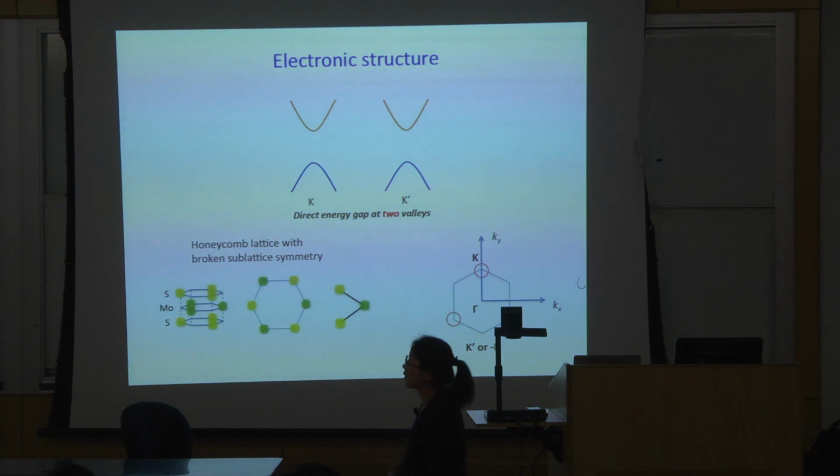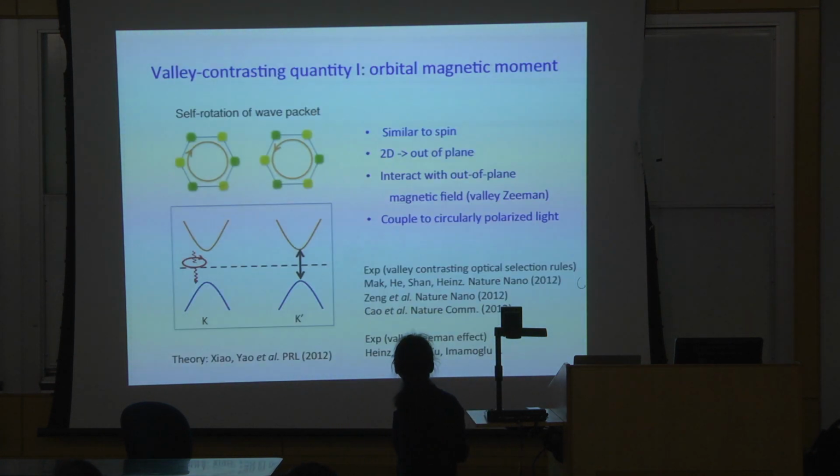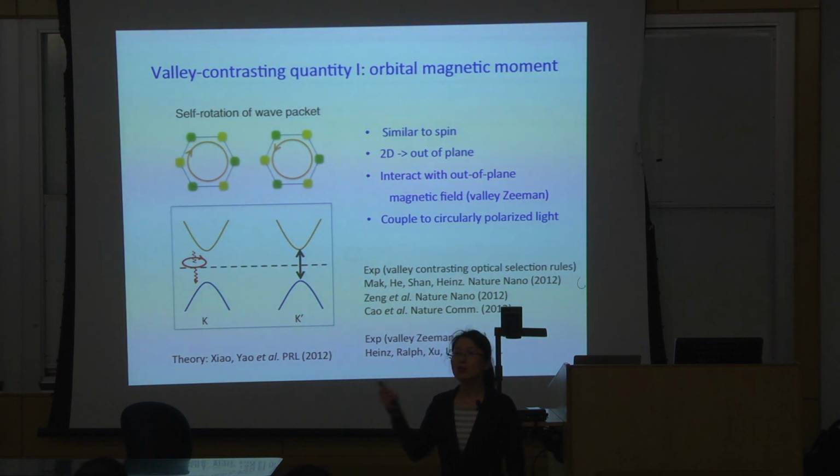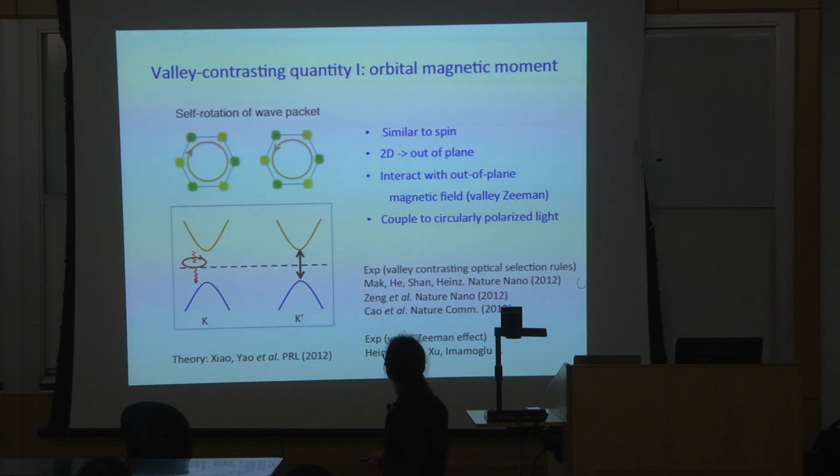So this is a simplified version of the electronic band structure. Now we have a direct band gap at 2 different values. So we have something similar to spin, the 2 states. But in order to address them, we need some physical quantities. And in this system, there are 2 physical quantities that are different for K and K prime. The first is the orbital magnetic moment.